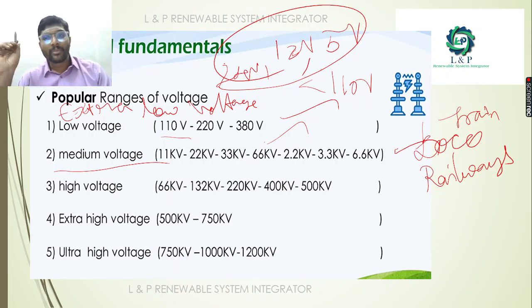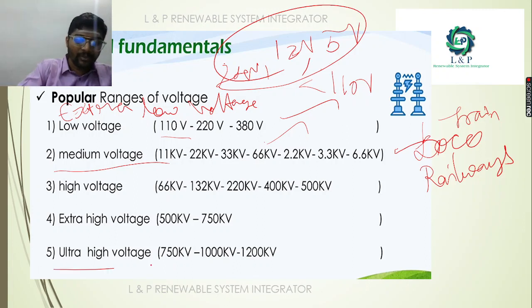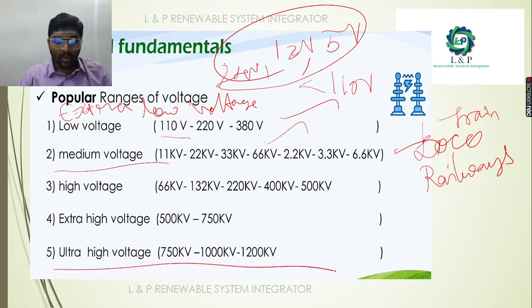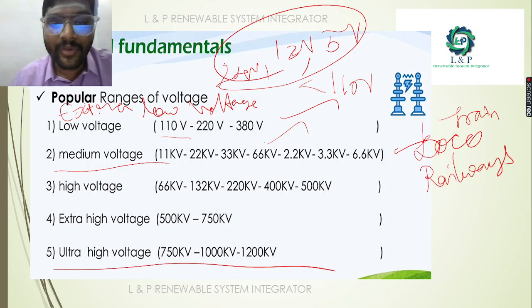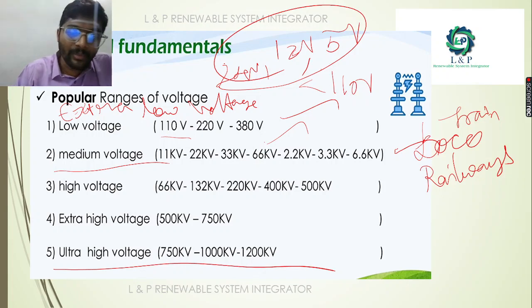Most importantly, during power generation we might be using the ultra high voltage range. It will be from 750 kilovolt to 1000 kilovolt or 1200 kilovolt. Extra high voltage will be in the range of 500 kilovolt to 750 kilovolt. High voltage will be in the range of 66 to 500 kilovolt.